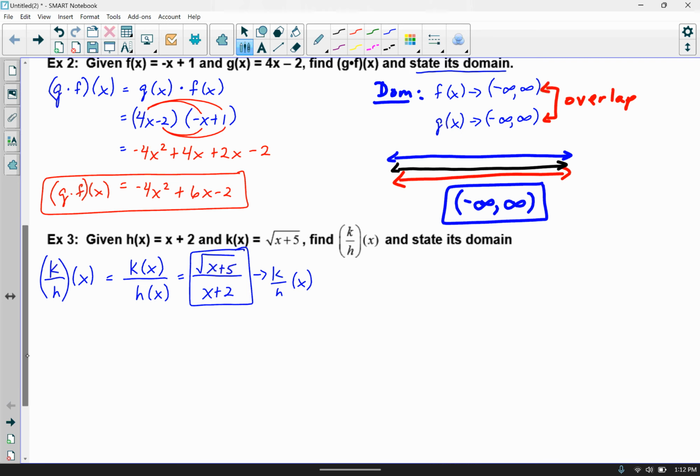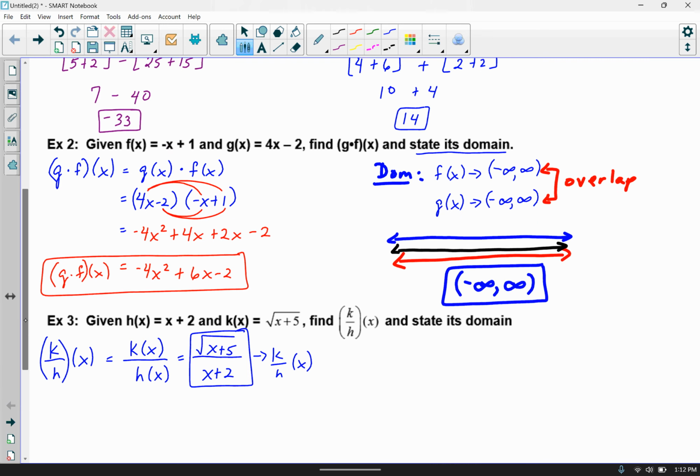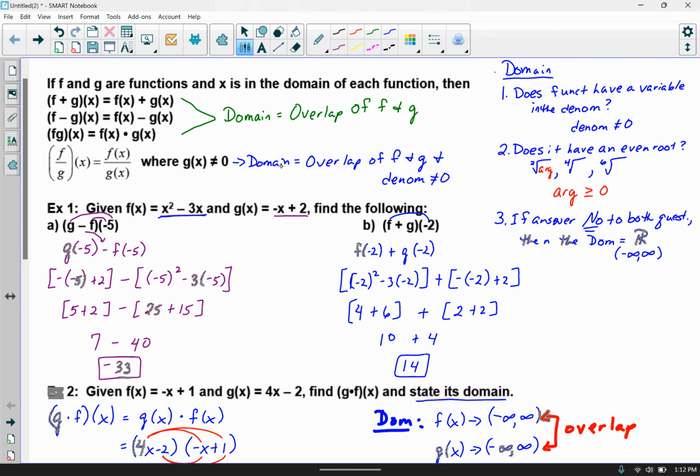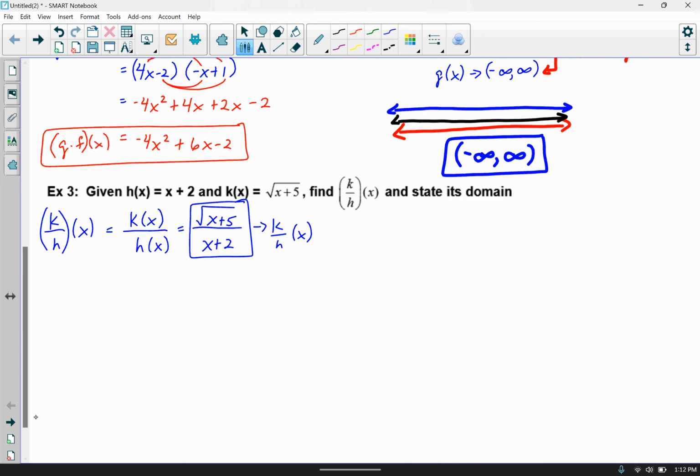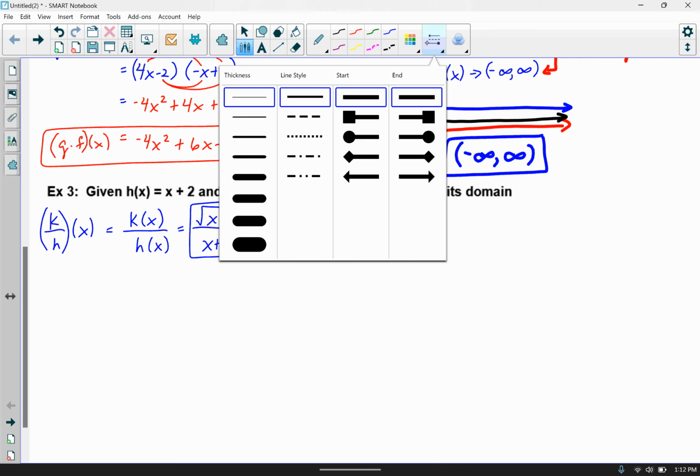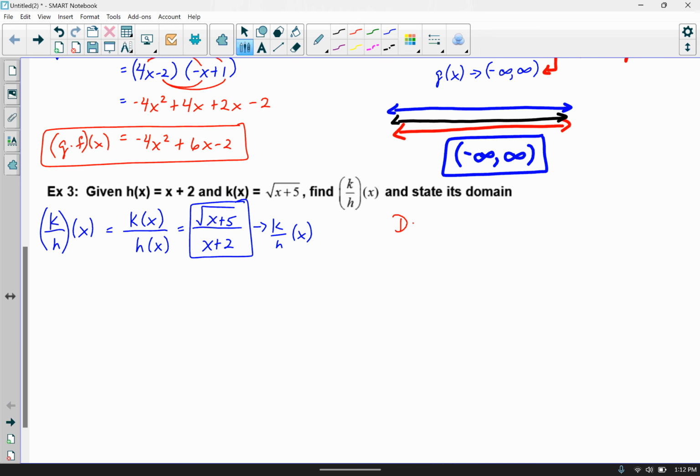I'm just going to come back up here and I'm going to draw your attention to how we find the domain of a quotient. Remember, the domain of a quotient is equal to the overlap of your two functions and where your denominator cannot equal 0. So you're going to see me calculate 3 things here, okay? So let's come over here for my domain. I need the domain of my two given functions.